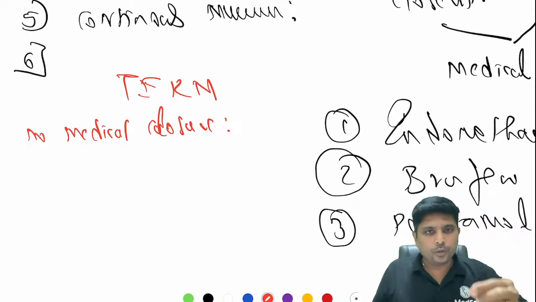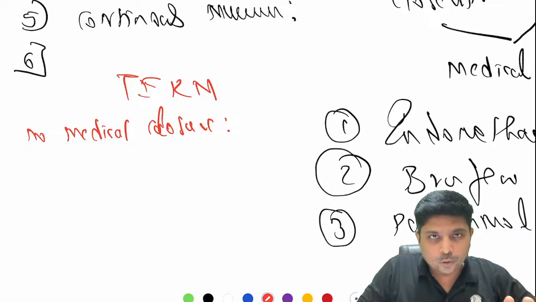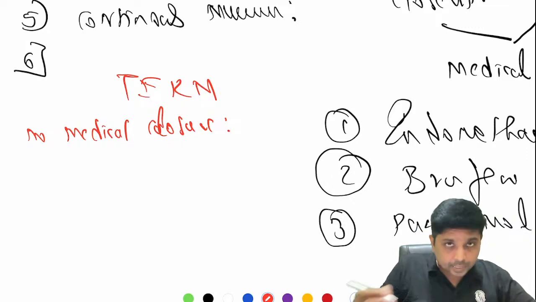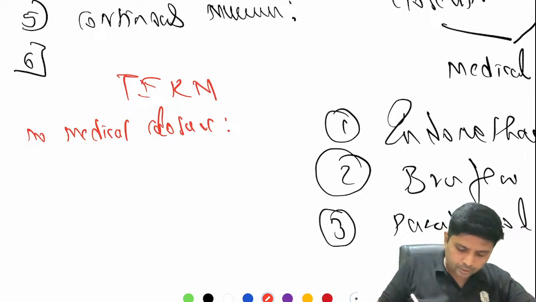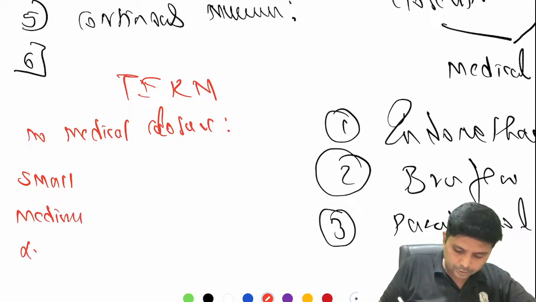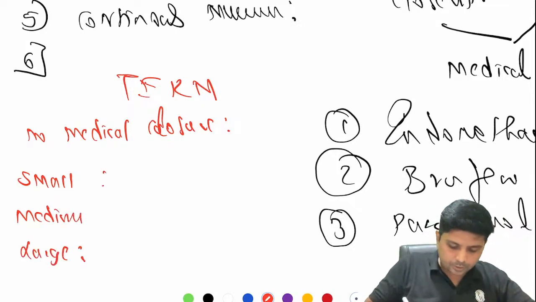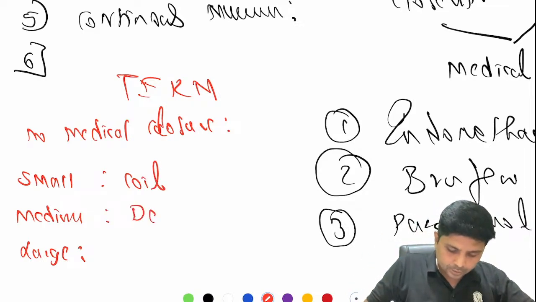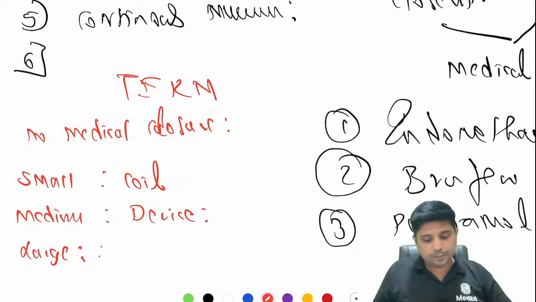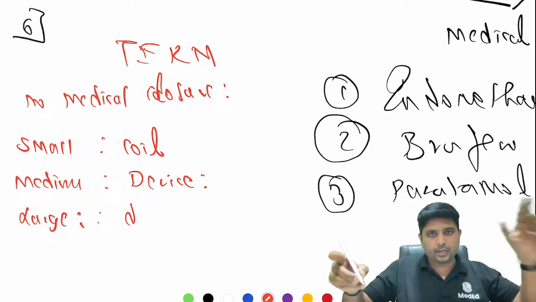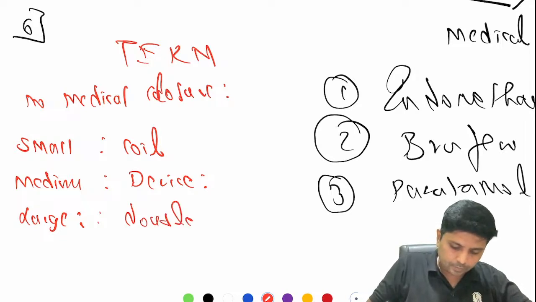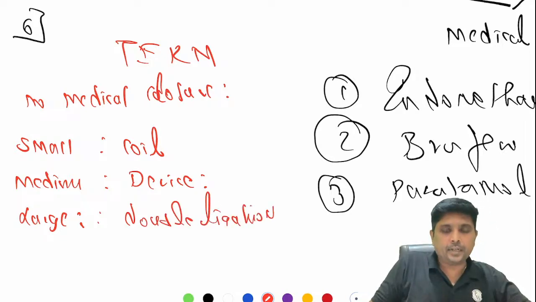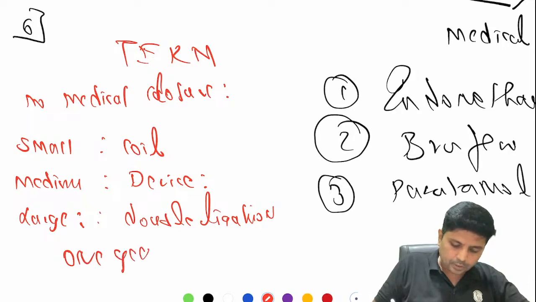So what you need to do? In term, there is no medical closure possible. So is it catheter closure? Is it device closure? It all depends. Small, medium, large. Small means coil closure. You put a coil, open it. Medium means device closure. Very large PDA means double ligation. You cut this and cut this. When it is done, it is usually at 1 year of age, when the child attains 10 kgs.